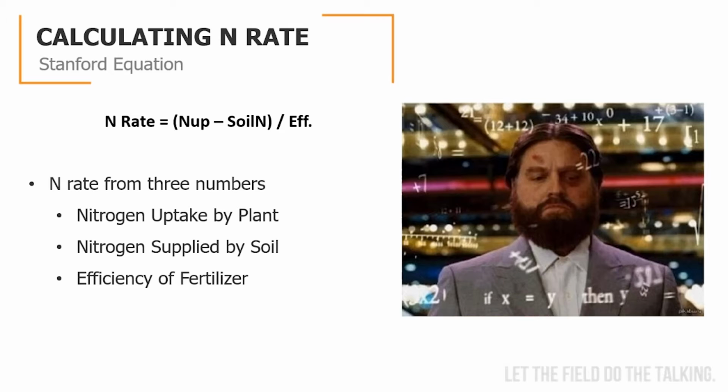So when calculating a nitrogen rate, these are going to be your main components that most N rates consider. The Stanford equation, where N rate is going to equal nitrogen uptake by the plant, which is typically going to be related to yield, minus nitrogen supplied by the soil, divided by a fertilizer efficiency. Now, the Stanford equation was published back in 1973 and is the base for most nitrogen rates being generated today, whether that's a variable rate recommendation or a flat rate. But the challenge is knowing these numbers before these applications are being made, whether that's pre-plant or mid-season applications.